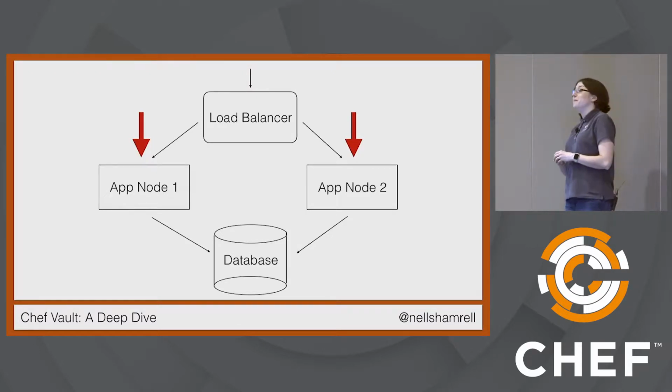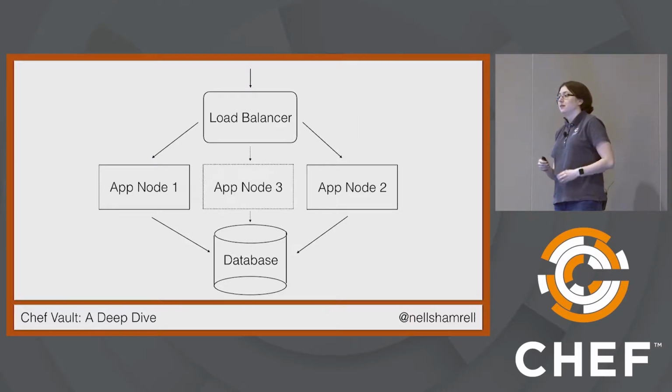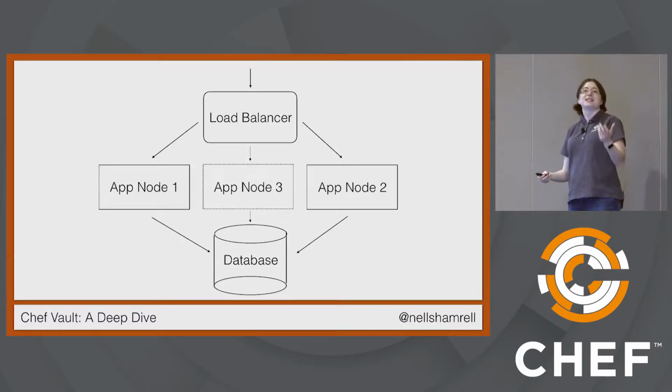Now, we could manually SSH into each node and add it, but that feels like it defeats the purpose of automated configuration management. And it becomes even more complicated when I want to add a third node, or a fourth one, or a fifth one, or one of them dies and I have to replace it. In order to keep things sustainable, I need some way to share those credentials among my nodes.